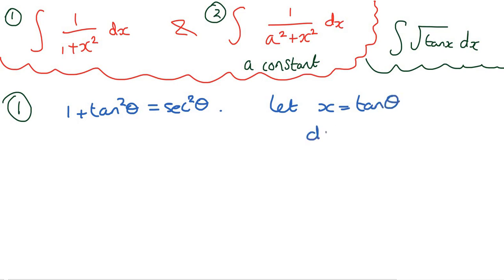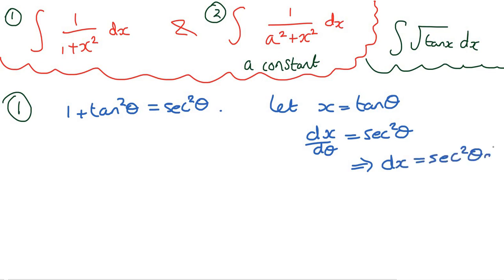Right, then dx by d theta is sec squared theta. So the differential of tan with respect to theta is sec squared. That's a basic result. And so dx equals sec squared theta d theta, like so. And now we can transform this integral. So let's go ahead and do that.